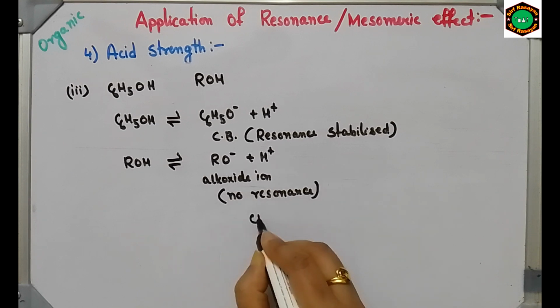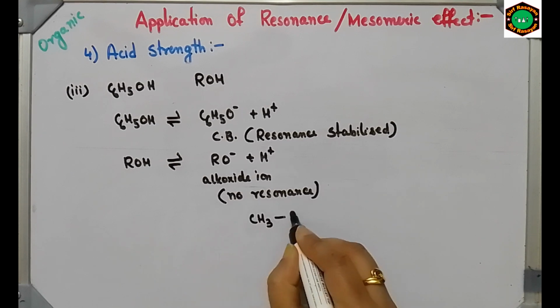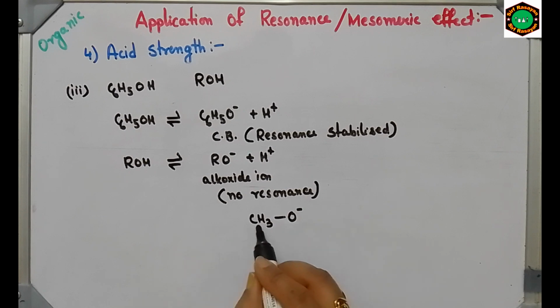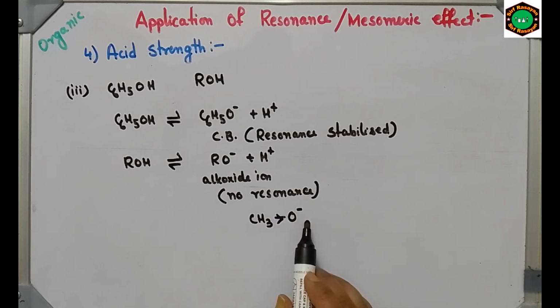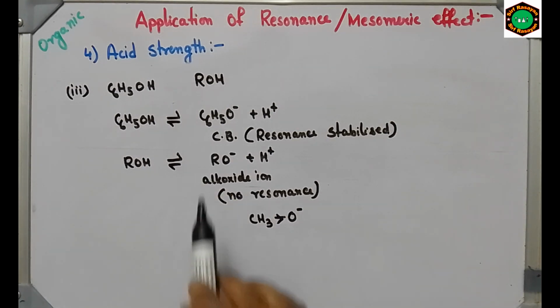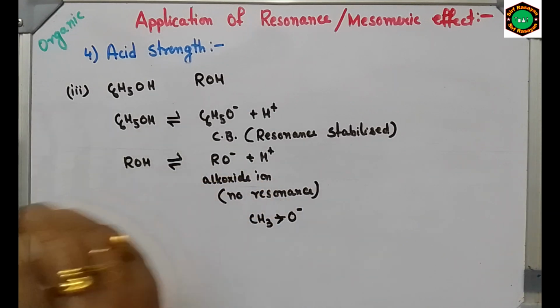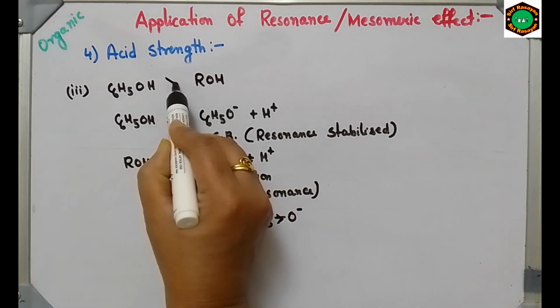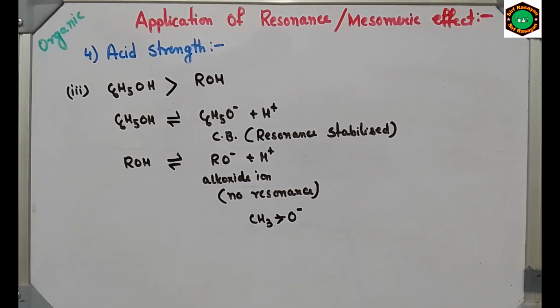Take methoxide for example. Here due to plus I effect, magnitude of negative charge on oxygen is increasing. So it is not stable species. This conjugate base is more stable than this one. Therefore, corresponding acid will be more acidic. Therefore, phenol is more acidic than alcohol.